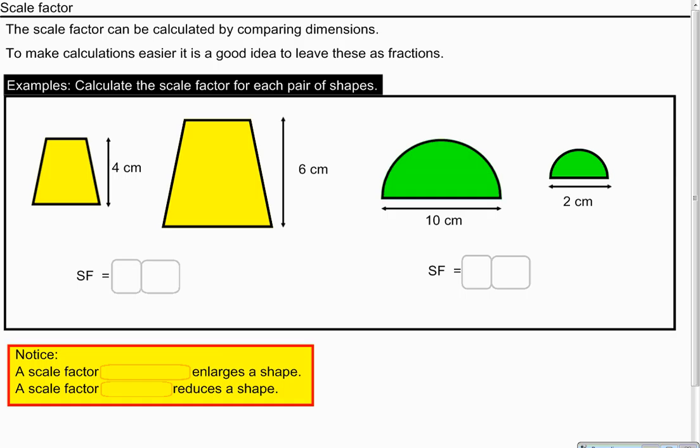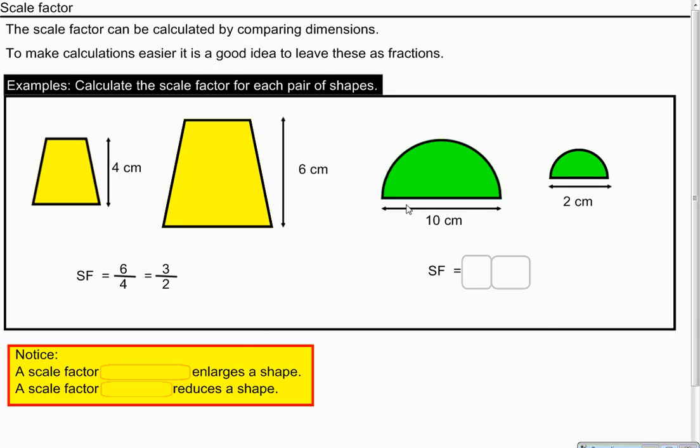If I compare these two dimensions, I can form my scale factor. I've said 6 over 4 for my scale factor. I'm basically asking myself, how many times does 4 go into 6? How many times does this dimension go into this? 6 over 4, keeping in mind we need to simplify our fractions, would give us 3 over 2. So the second shape is 3 over 2, or 1.5 times bigger than the first.